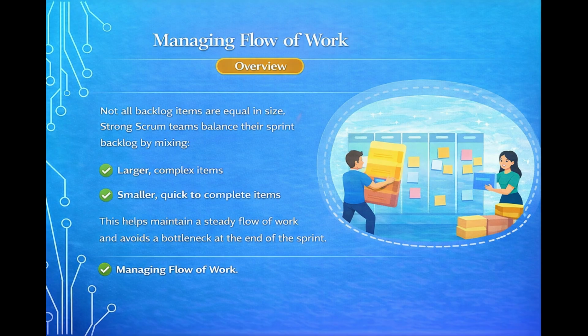Managing flow of work. Not all backlog items are equal in size. Strong Scrum teams balance their sprint backlog by mixing larger complex items with smaller, quick-to-complete items. This helps maintain a steady flow of work and avoids bottlenecks at the end of the sprint.